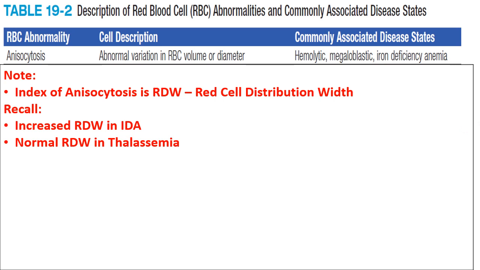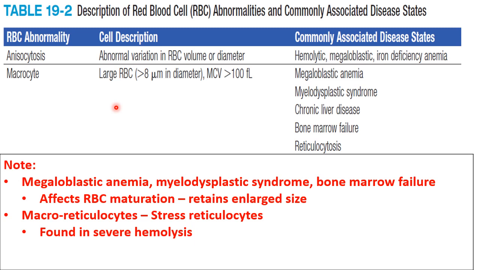Next naman, mga macrocytes. Macrocytes has MCV level beyond 100 femtoliters. So basically, ito yung mga enlarged yung RBC size. So, sino yung mga yan? Makikita mo sila from the name itself: megaloblastic anemia, myelodysplastic, bone marrow failure, and reticulocytosis. Kung makikita natin, itong megaloblastic anemia, myelodysplastic anemia, bone marrow failure has a common denominator. Lahat may problema sa bone marrow, which mainly affects the RBC maturation.